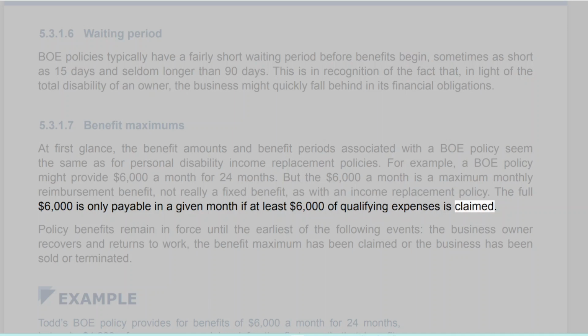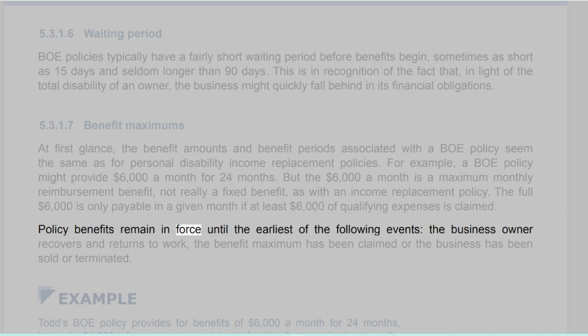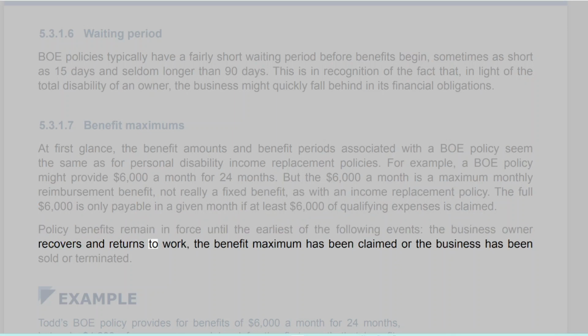Policy benefits remain in force until the earliest of the following events: the business owner recovers and returns to work, the benefit maximum has been claimed, or the business has been sold or terminated.